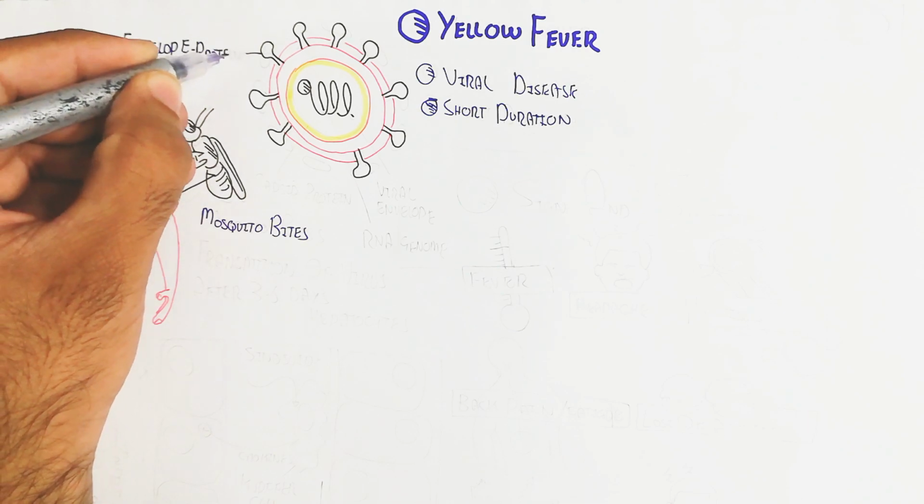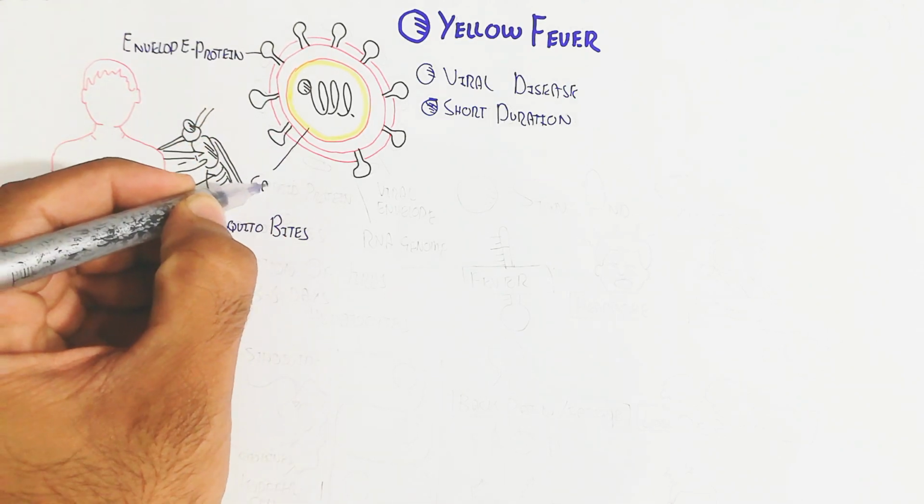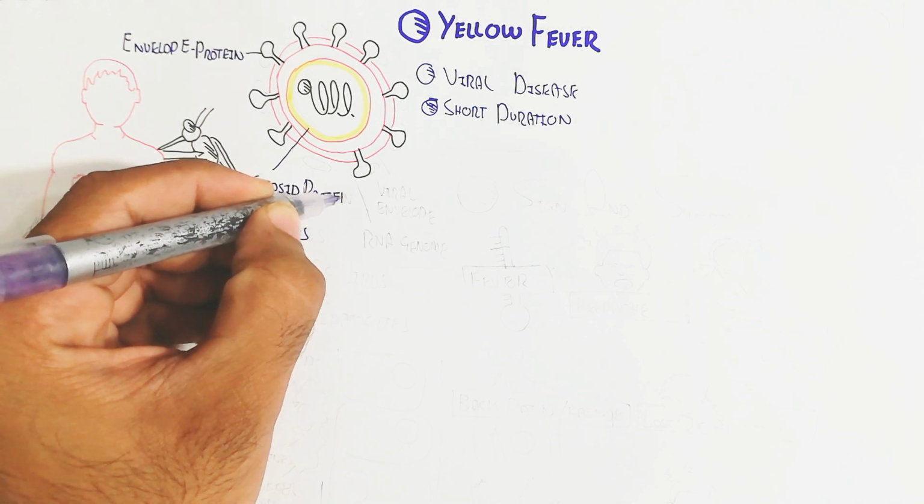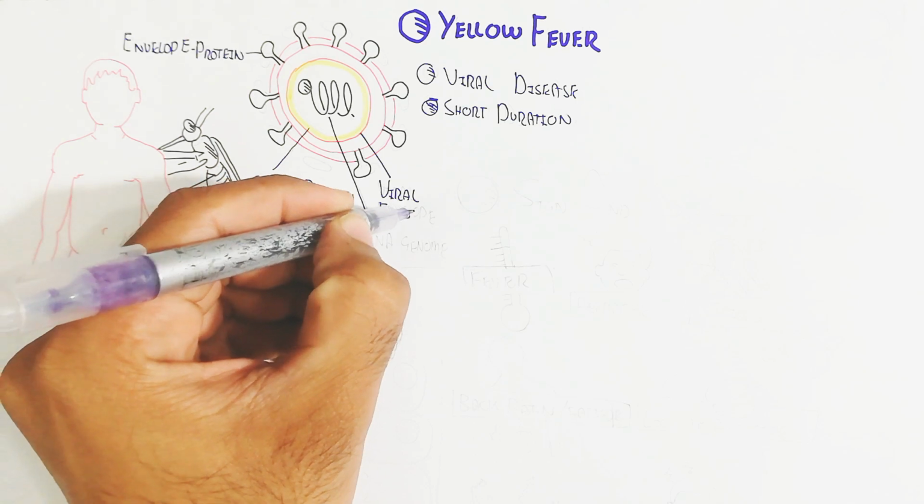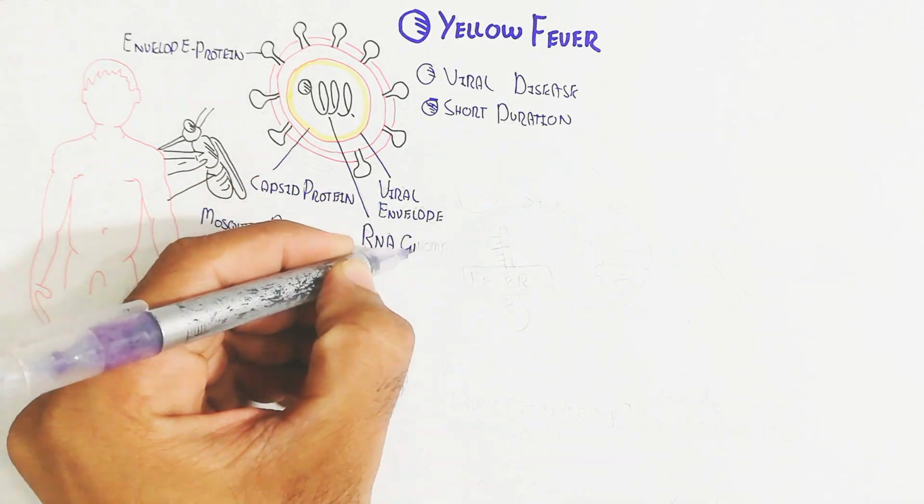The virus contains an enveloped E protein and the capsid protein, as well as, inside, the RNA genome and the viral envelope.